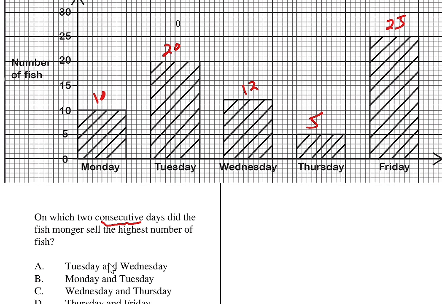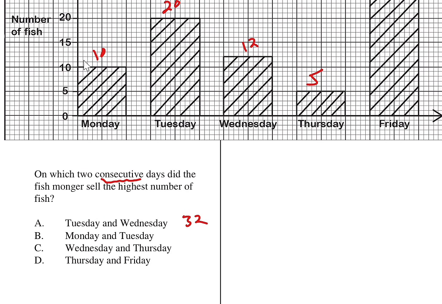So consecutive inamaanisha zimefuatana. So kazi yetu ni ku-add. So tuangalia hapa Tuesday and Wednesday. So tuna add Tuesday na Wednesday. How many fish? So hapa ni 32. Monday and Tuesday, add 10 plus 20, we get 30.